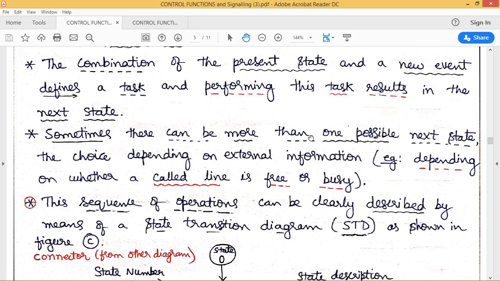Sometimes there can be more than one possible next state. We know it is possible to have two or more next states. So the choice depends on external information, and depending upon that, we will go to a particular state. For example, depending upon whether the called line is free or busy. If the called line is busy, it should go to one state, and if the called line is free, it should go to another state. All those things are discussed.